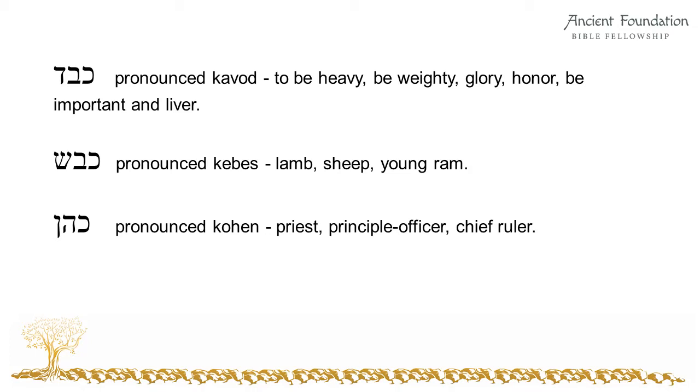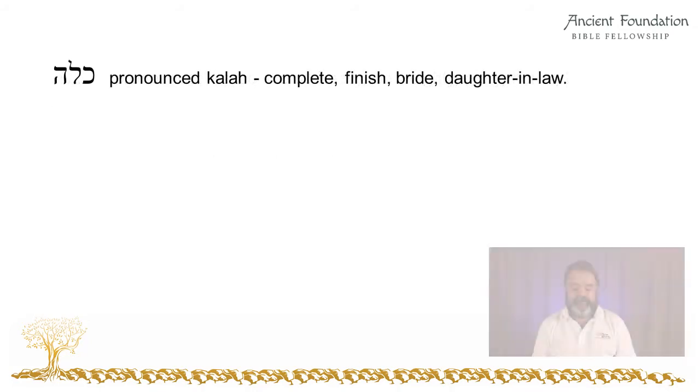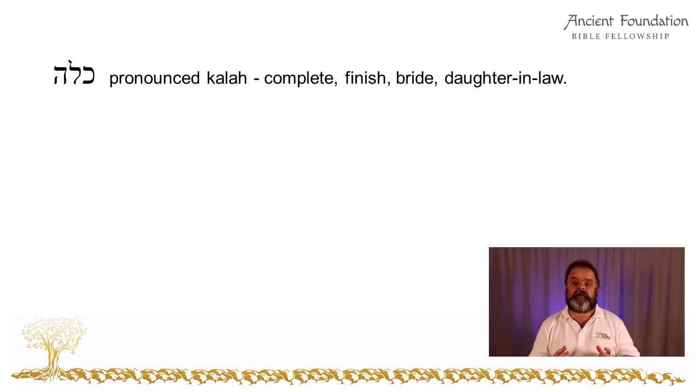Another word that starts with the letter kaf is pronounced kala, and this word means to be complete, finish, a bride and daughter-in-law. And you can see the connection there with bride: a bride completes the groom. It is a complete picture, the two shall become one.